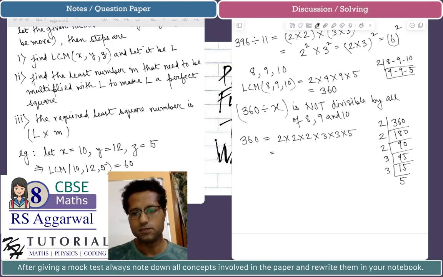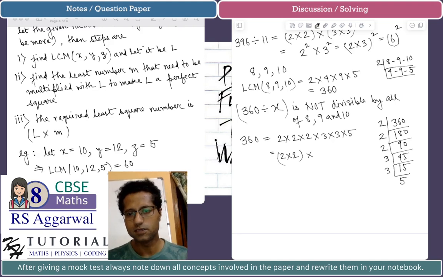Now I will rearrange the prime factors to form pairs of equal factors. Now I can see there are three 2's, so I can form one pair. One 2 will be left behind, and there are two 3's, so I can form one pair, and I can see one 5 is left behind.